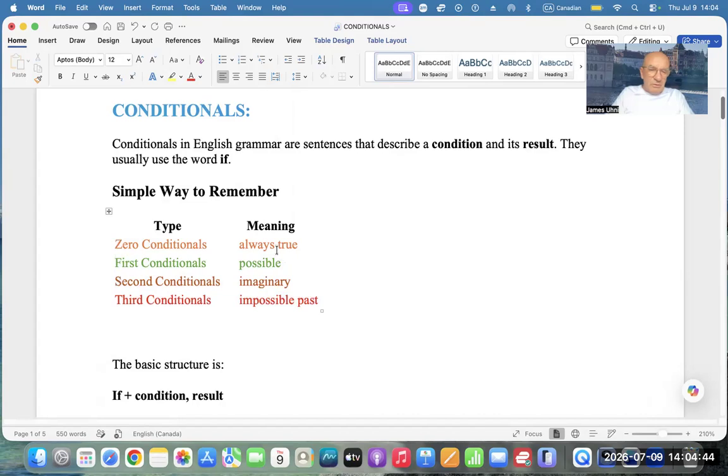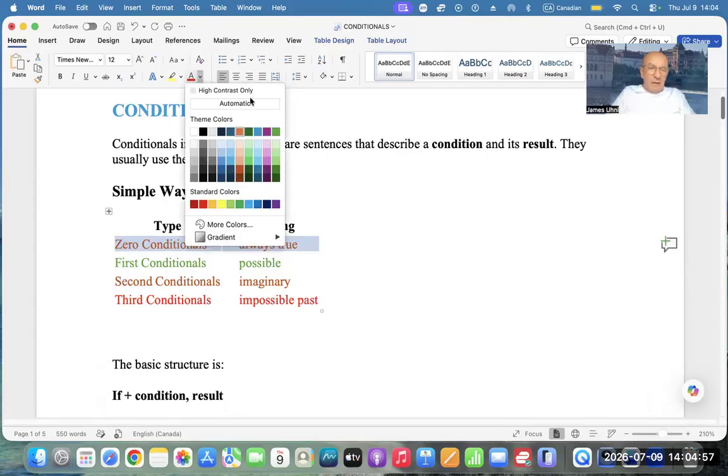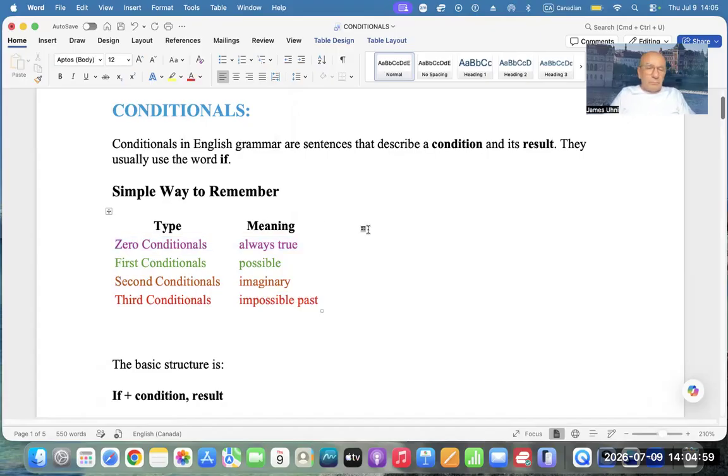Now, the second conditional, zero conditionals. Okay, I will make the first conditional, or zero conditional, purple. It will be easier to understand. Now, zero conditionals are used for talking about conditions that are always true. You will see the difference. First conditionals are possible true. Second conditionals are imaginary. And third conditionals are impossible past.